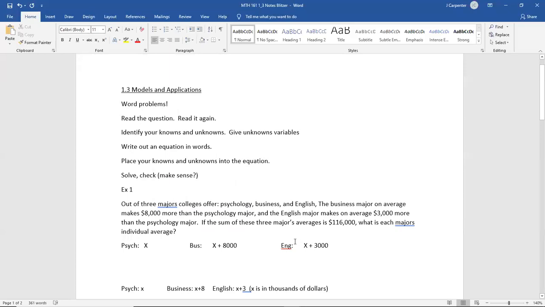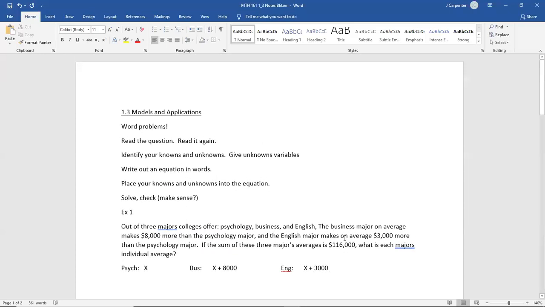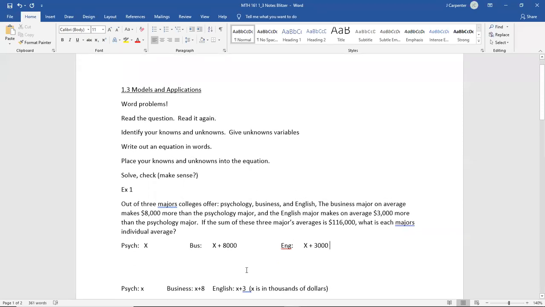Now, I think I had some of these things. Yes, I do. Now, I've done it in thousands here, and I'm going to show you a different way that you could have done this, and that's right here. So I did this intentionally. You could call the psych major X still. That's a lowercase x. That doesn't make a difference. Then the business major X plus 8 and the English major X plus 3.